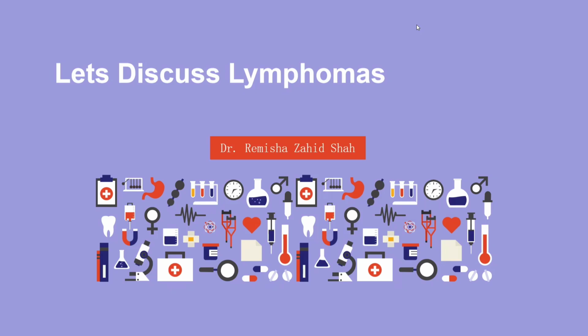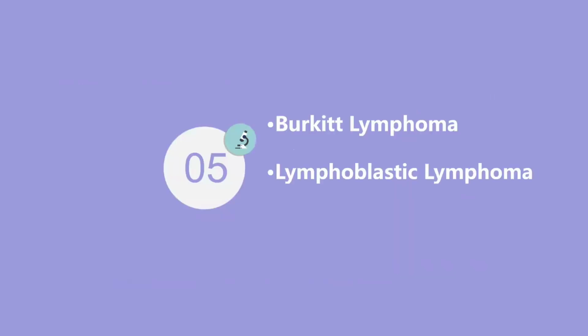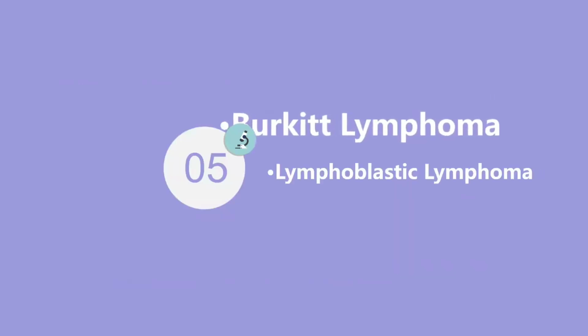So today we will be discussing very important lymphomas, that is the Burkitt's lymphoma and lymphoblastic lymphoma. The very reason they are important is because they are seen in children and young adolescents. They are very aggressive, but the good thing is that they are treatable. So let's talk about Burkitt's lymphoma.